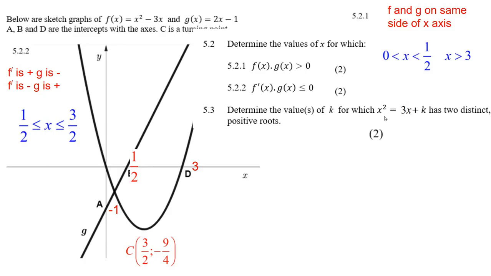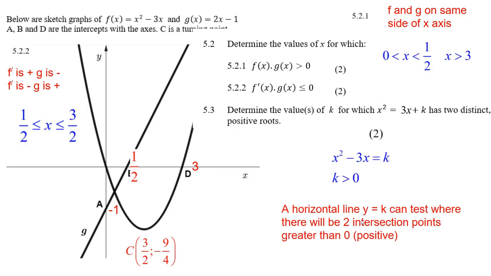Determine the values of k for which x squared equals 3x plus k has two distinct, I read, roots. And the question is positive roots. Well, how do you do a question like this? Well, here's the function, x squared minus 3x. All you do is take a horizontal line here. Now down here, anything greater than minus 9/4, it will hit two places. I thought that was the answer.